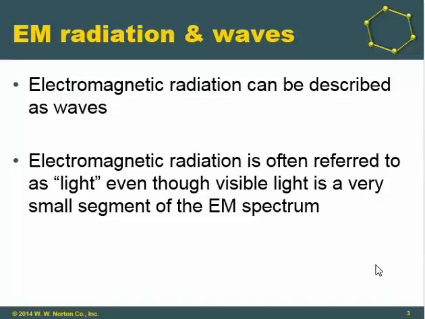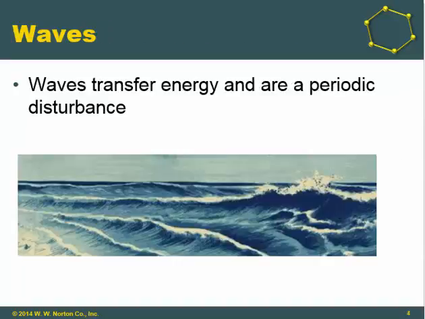Electromagnetic radiation can be described as waves. Now, electromagnetic radiation is often referred to as light, even though visible light is a very small segment of the electromagnetic spectrum. Sometimes people will use the word light instead of electromagnetic radiation. So let's think about waves.